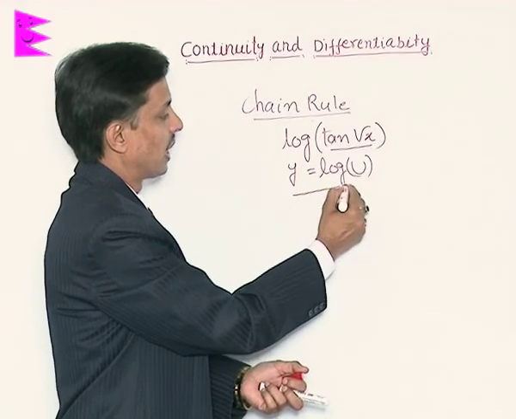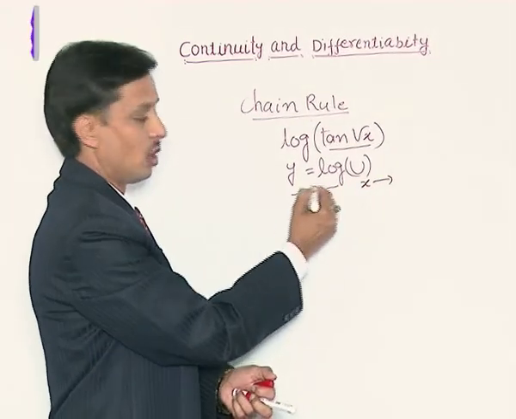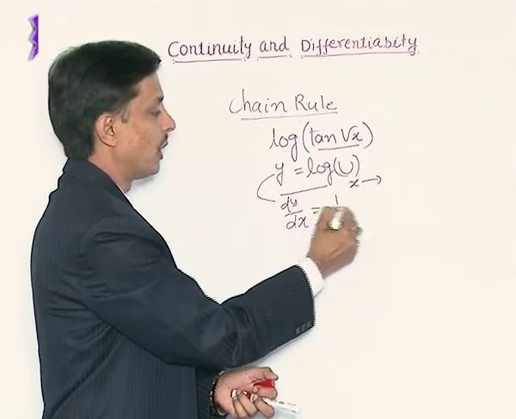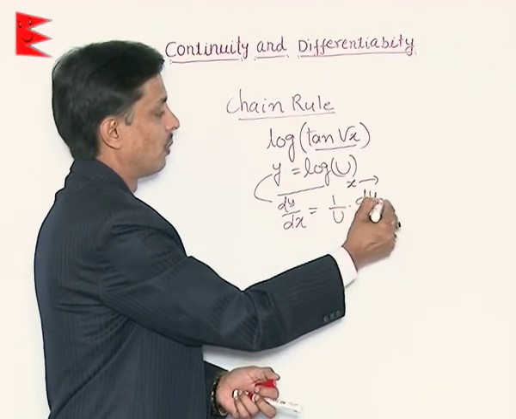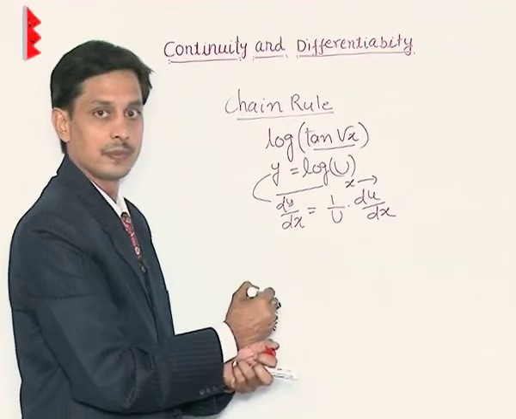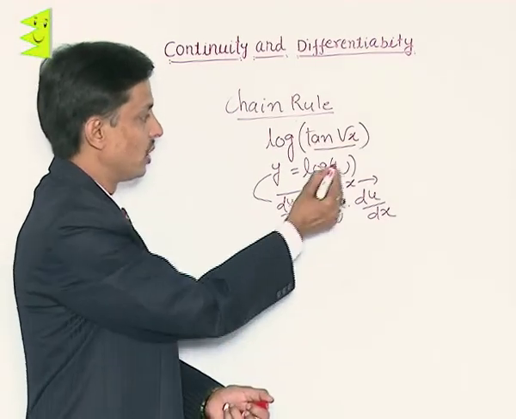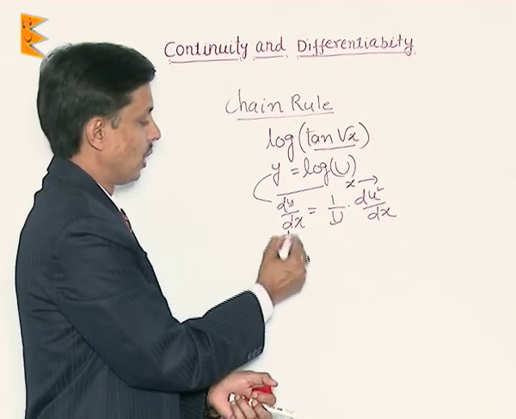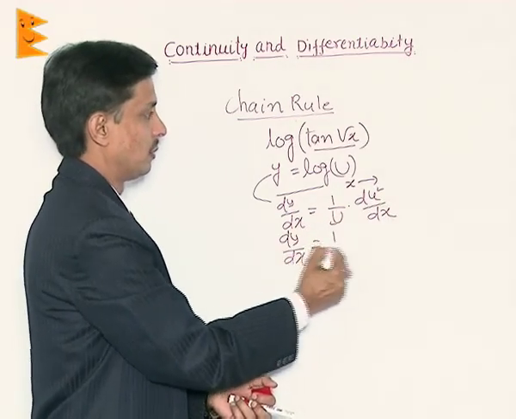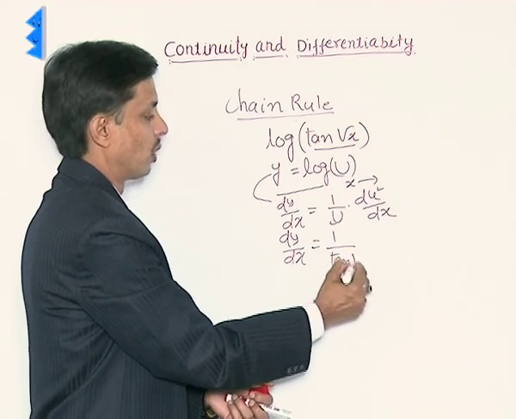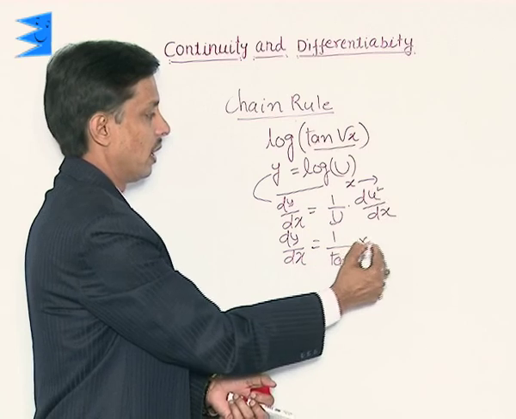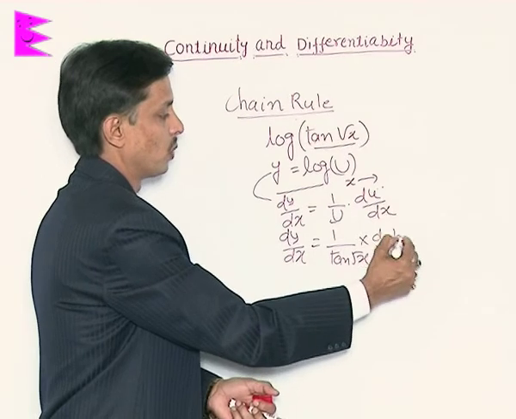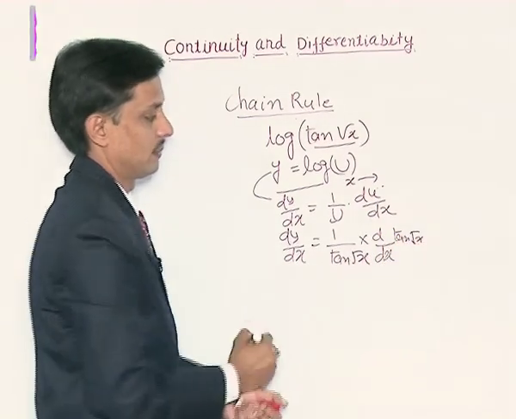On differentiating both sides with respect to x, this y becomes dy by dx. And log u becomes 1 upon u and the derivative of u will be du upon dx. As usual approach, u is tan of root x, which will be put at both the places. So the value of dy by dx becomes 1 upon tan root x into d upon dx of u, and u is tan root x.